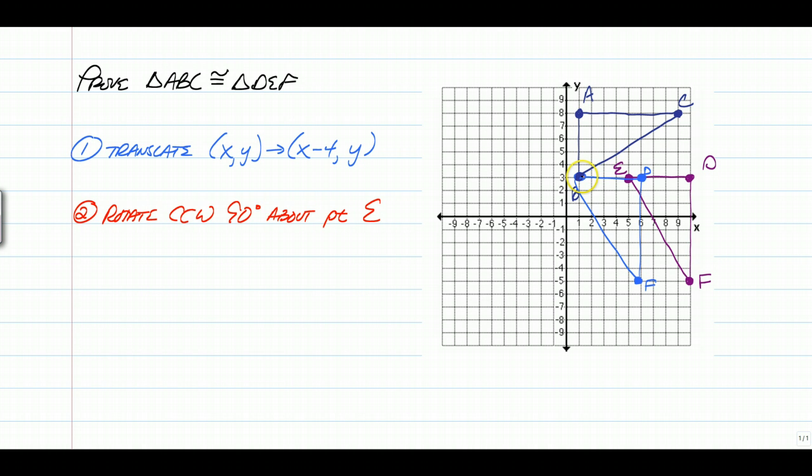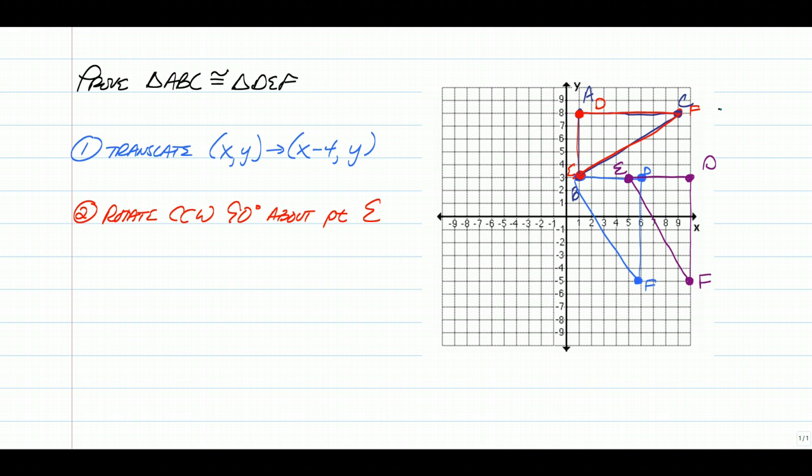So now E, instead of going to D right 5, we're going to rotate counterclockwise and move it up 5. And then instead of F being to the right 5 and down 8, we're now going to go up 5 and right 8. And we just mapped ABC to DEF. And there we go. So again, 2 transformations to prove that triangle ABC was congruent to triangle DEF.